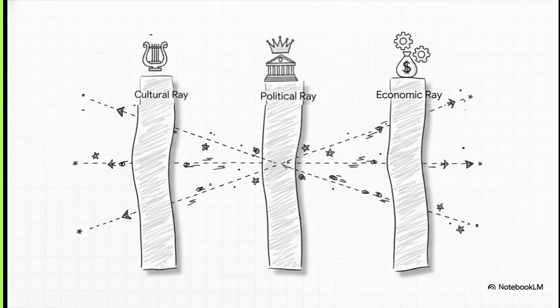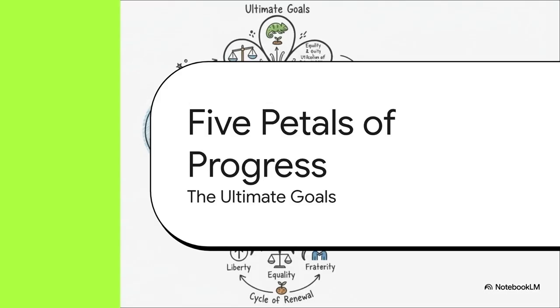And that brings us to the second crucial rule. While they all operate separately, they have to constantly inform one another. They're meant to be in a dynamic conversation, influencing and balancing each other out without ever controlling each other. But what's the ultimate point of it all? What is the beautiful flower that this whole system is trying to grow?